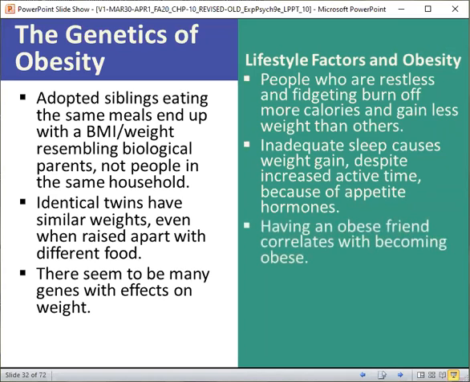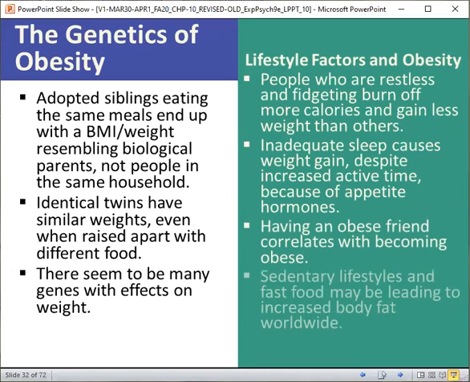Having an obese friend correlates with becoming obese as well. Sedentary lifestyles and fast food may be leading to increased body fat worldwide. I haven't seen anything, but I suspect there are probably some articles out there right now about how this pandemic and this lockdown, going on now for over a year, have changed the American diet or the world diet, and how that has changed people's weight.